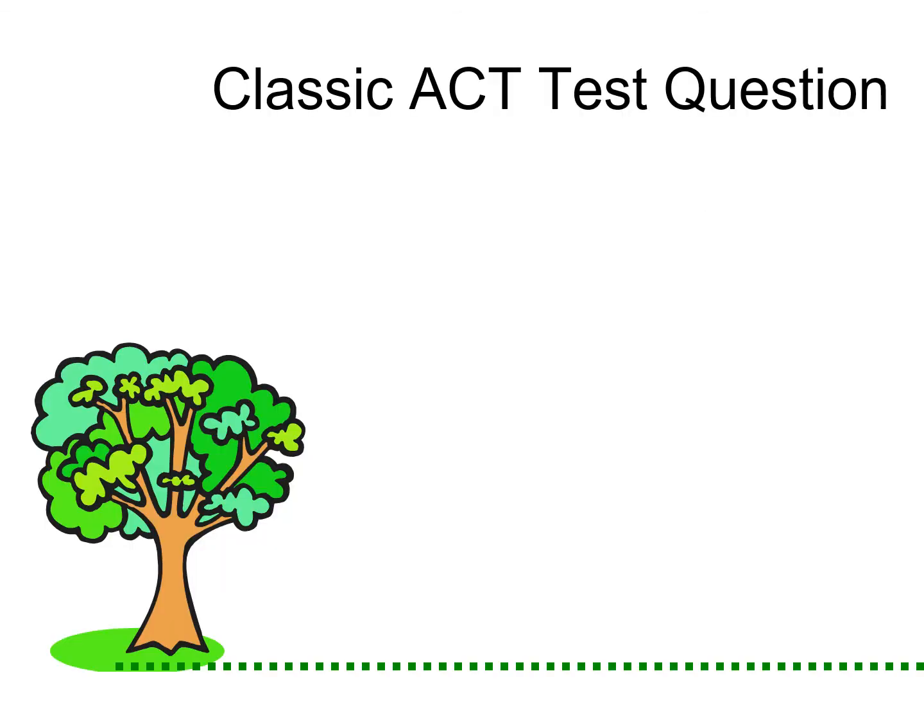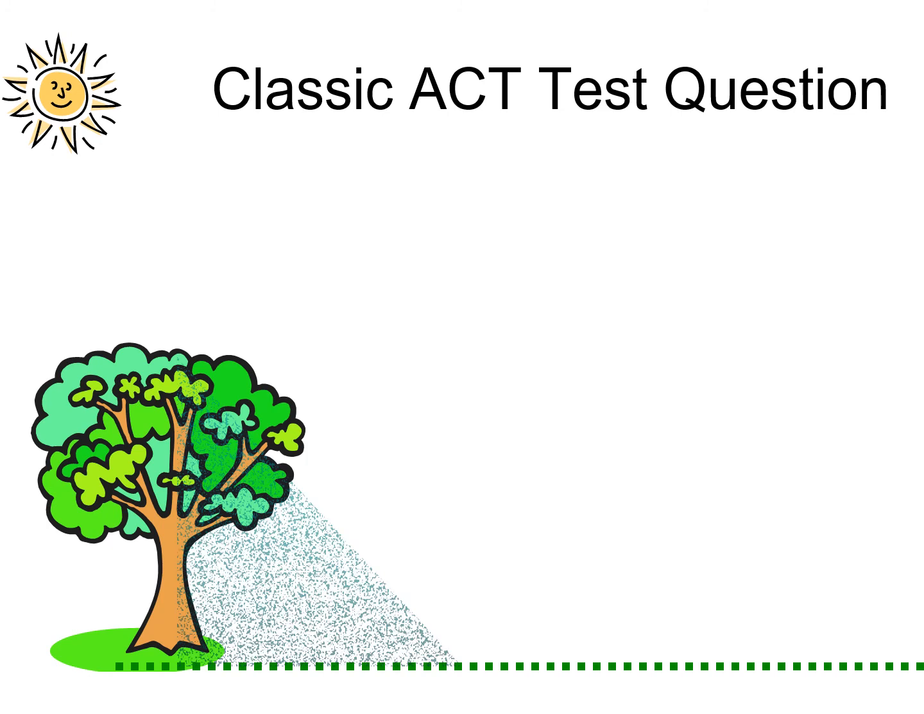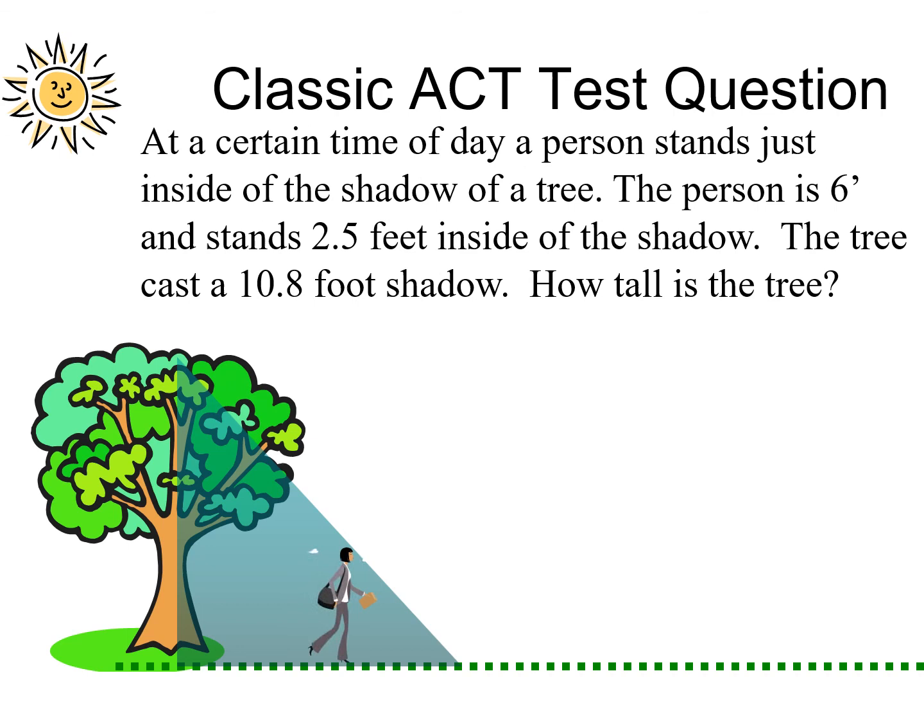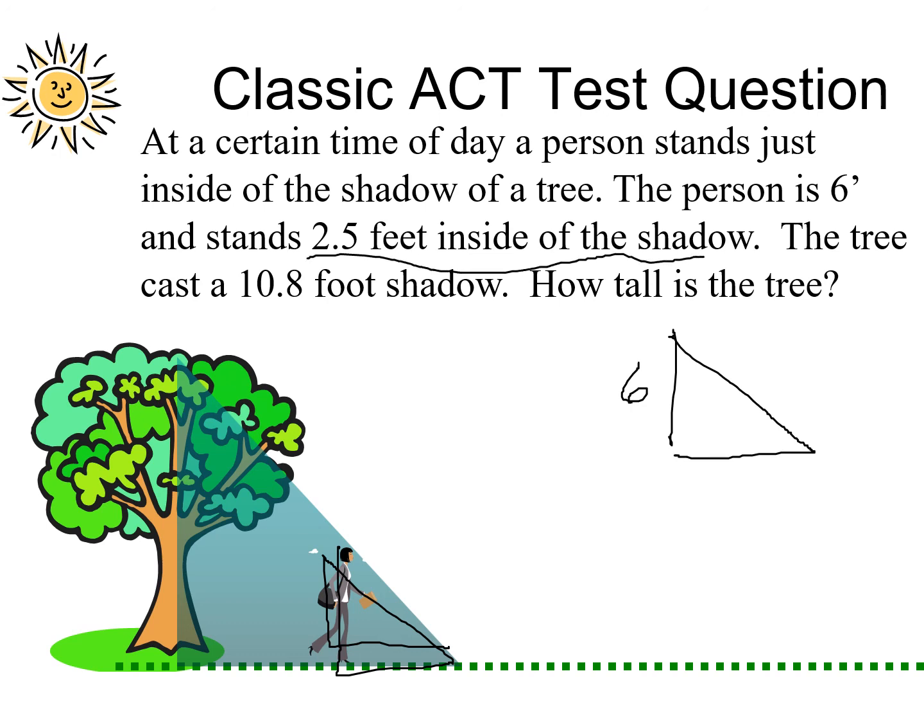All right, here's your ACD question again. At a certain time of day, here's the sun, there's the tree with the shadow, and this woman is out here walking, and she's got right to the edge of it, where the very tip top of her head is just barely touching the shadow, and she doesn't want to get out in the heat. Do you see how this is a small triangle that she is making right there? She is 6 feet tall. She's got her heels on. And she stands 2.5 feet inside of the shadow.